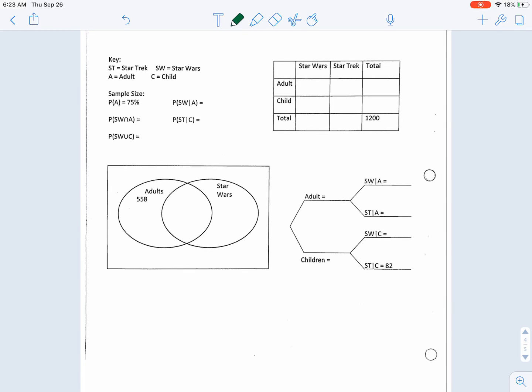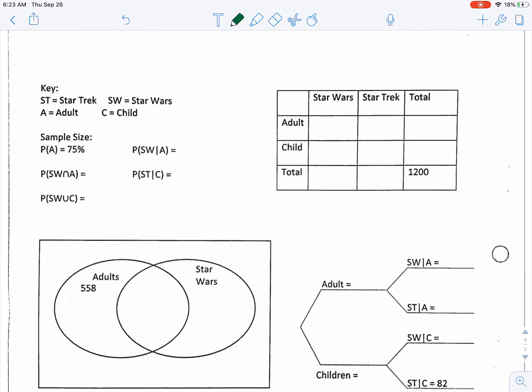Okay, here we go. Here's the Star Trek Star Wars problem. Let's do it like this. What do we know? I always start there. What do you know? I know the total of my survey, and I know that A is adult, which is 75%. Let's start there. The probability of adult is 75%.